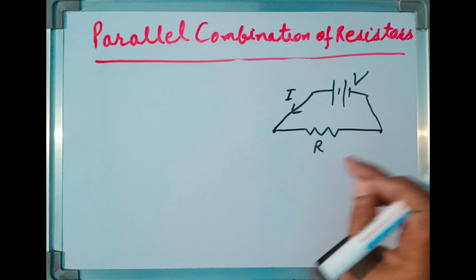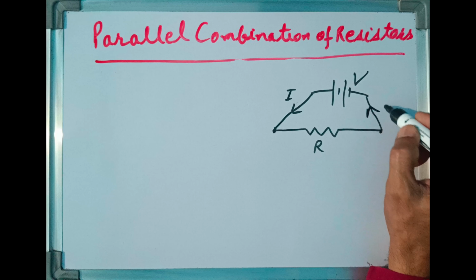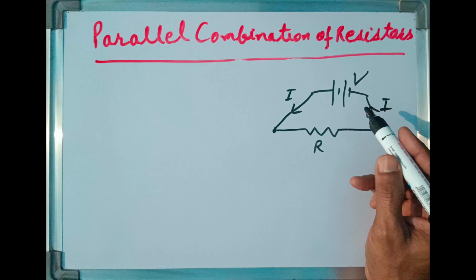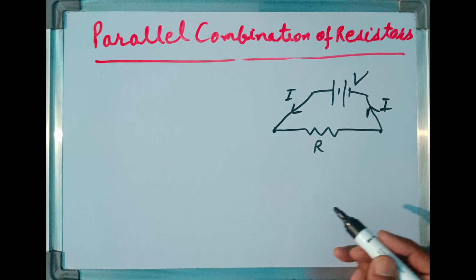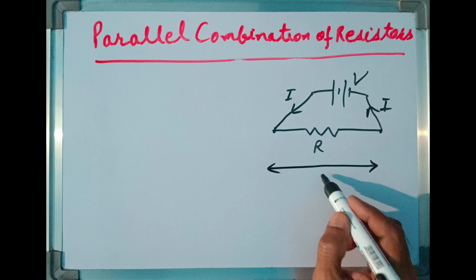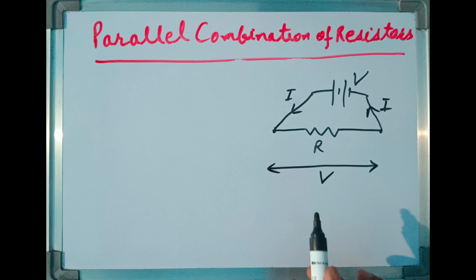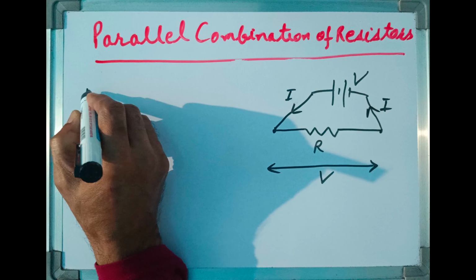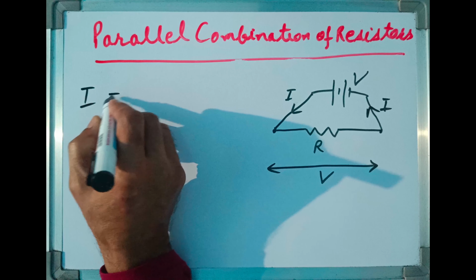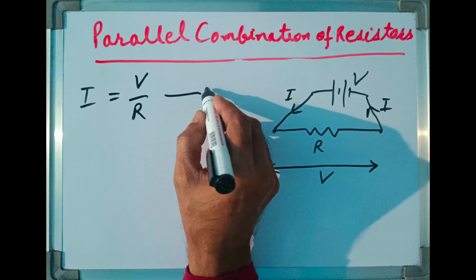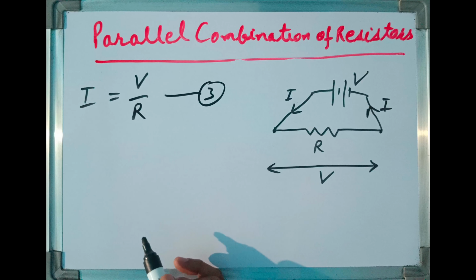After passing through resistor R, it will be the same current reaching the negative terminal of the battery. So the whole of the potential V will appear across the resistor R. Again using Ohm's law, I can write I is equal to V upon R. Equation number 3, let us suppose.